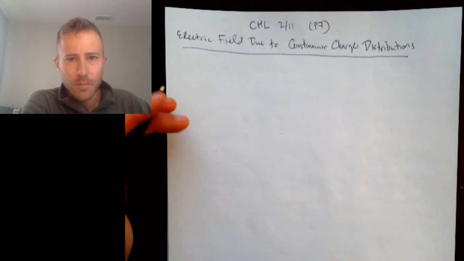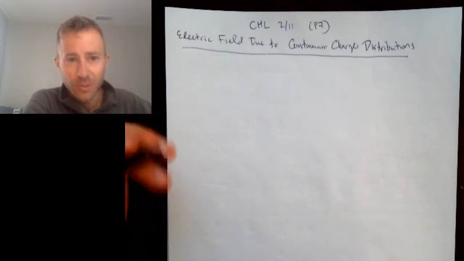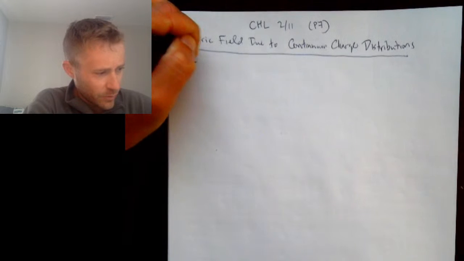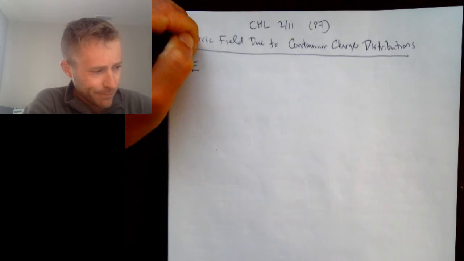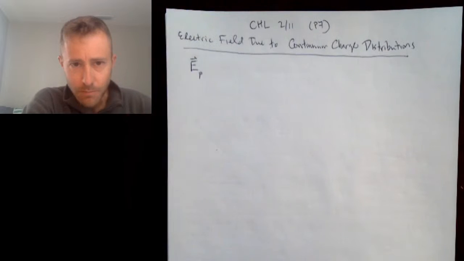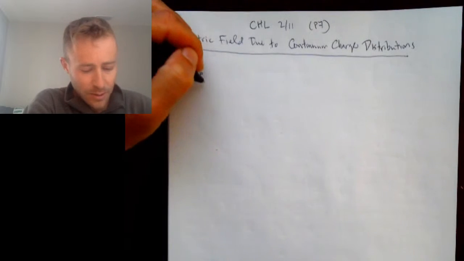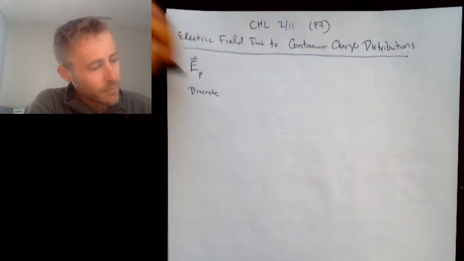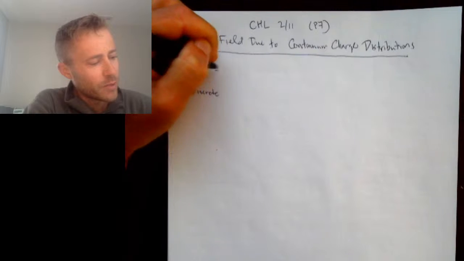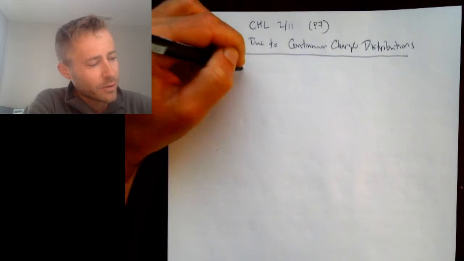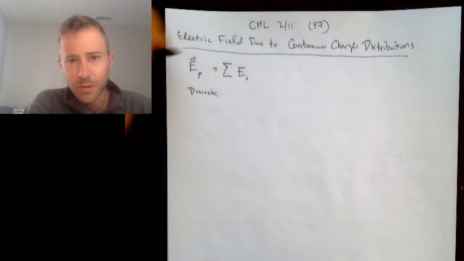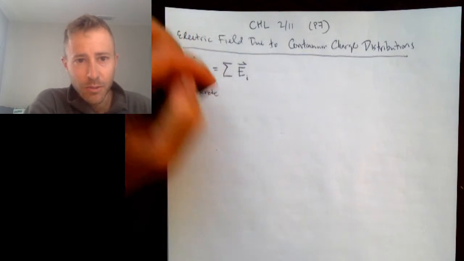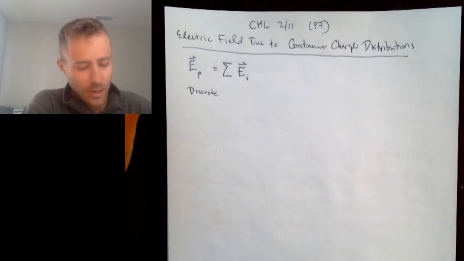So earlier on, we were talking about discrete charge distributions. If you want to find the electric field at some point P, and you have a discrete charge distribution, you would basically take the electric field created by each of those individual charges, and you would add them up, and that would be your electric field at the point P.